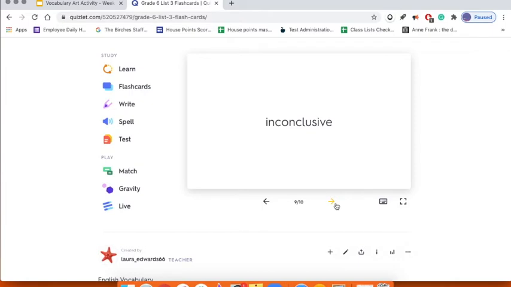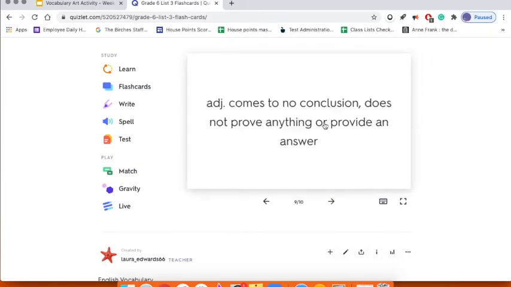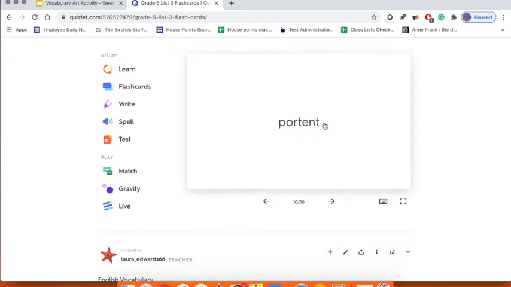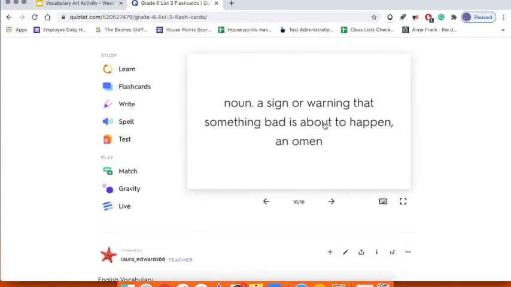Inconclusive: if something is inconclusive, it does not come to any answer. If you're doing a science project and it is inconclusive, you do not figure anything out. You don't have any answers. A portent is a noun, and it's an omen, a sign or a warning that something bad is about to happen. It's an omen that's usually negative.